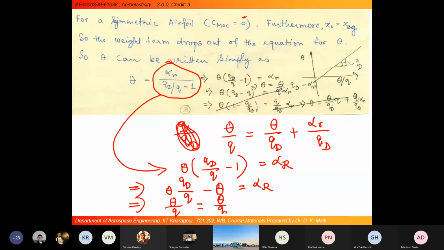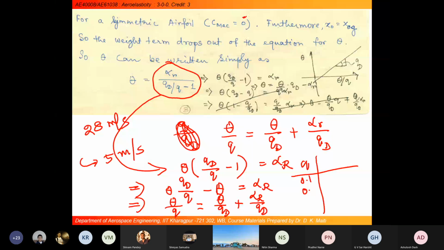So suppose for a particular value of q, experimentally what we can do is take a set of values of q, let's say starting from 0.1. Depending on the speed of the wind tunnel, whatever wind tunnel we have in our aerodynamics lab, it can go up to 28 meters per second. Suppose I am starting from, let's say, 5 meters per second. Then it will be half rho infinity square, whatever value I am getting.